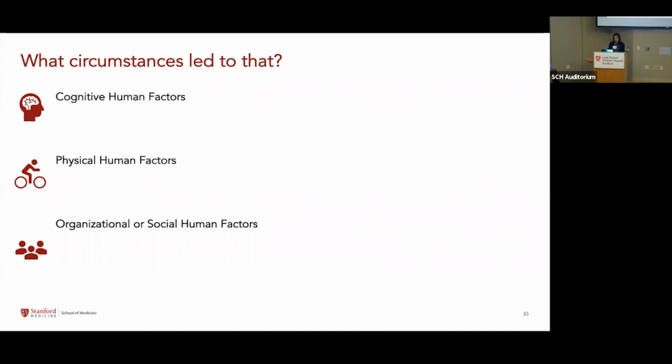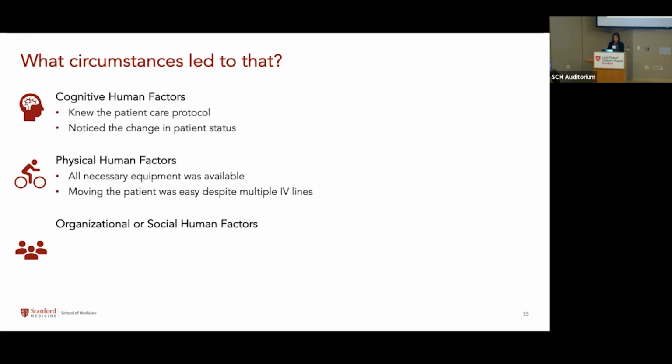From a cognitive perspective, they may give you answers in terms of what were the circumstances that led to that. It might be that I knew the patient care protocol really well in this situation, so it was easy for me to implement it. Or referring back to our previous example, I noticed the change in the patient status, and it was something that was acted upon immediately. From a physical perspective, you may get answers like, well, we had all the equipment that we needed, and it was there. Or in this situation, it was really easy for us to physically move this patient, despite the fact that they had multiple IV lines, because we had enough personnel at the bedside.